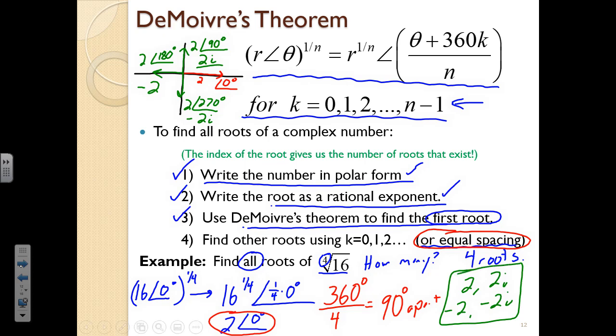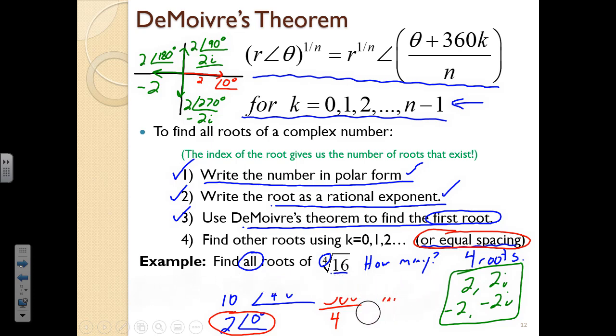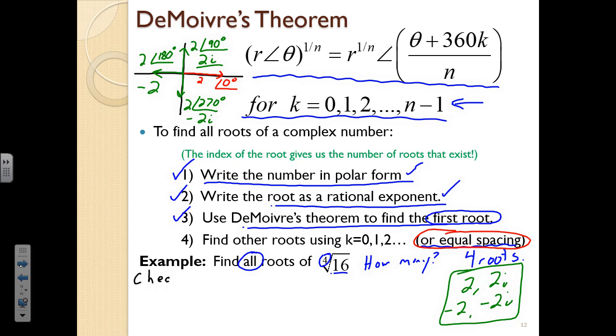Now, of course, you want to know, do they actually work? Let's take the space and verify that those are all in fact fourth roots of 16. If those are fourth roots, we should be able to raise them to the 4th power, and they better give us 16. So let's check. The first one's easy. 2 to the 4th power, that is definitely 16. It works. Okay, let's check -2, the other real one.